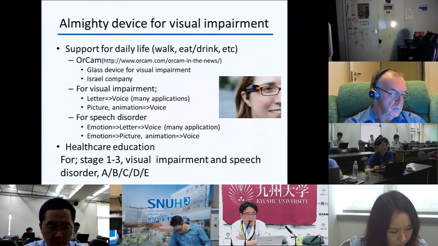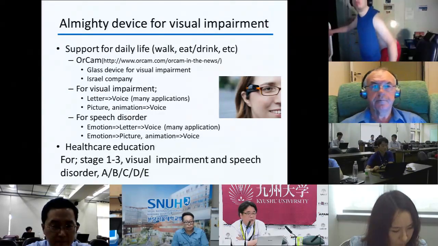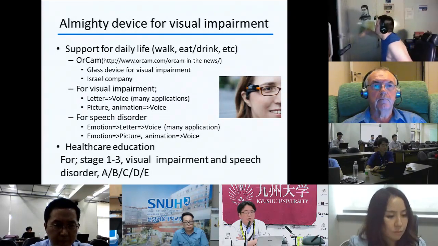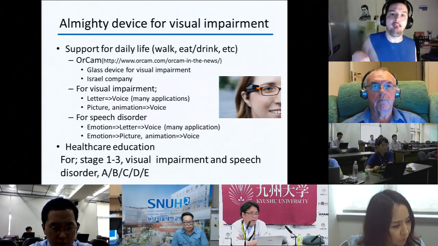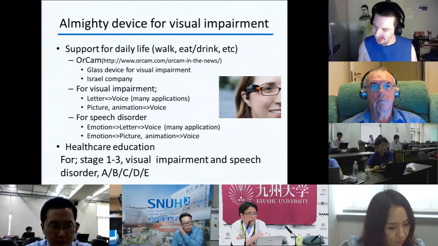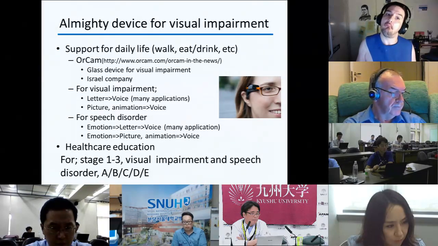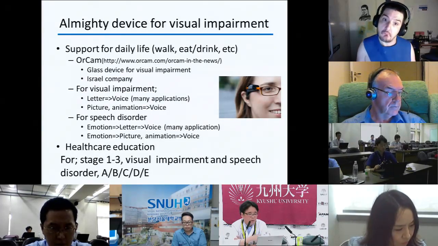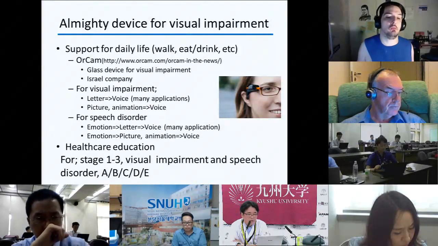This device has a camera. For example, this lady cannot see the signal, but this camera recognizes the signal and notices whether it is red or green. This is good for people with visual impairment, and also good for people with speech disorders. It is also good for healthcare education for all stages of disease and all cases, A, B, C, D, E.